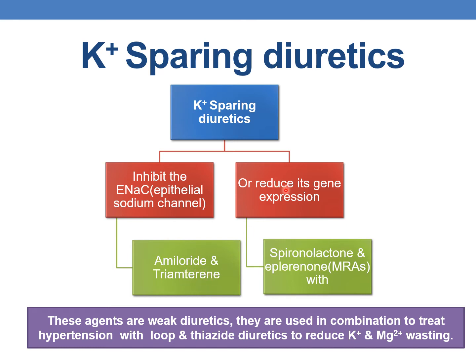Or they can reduce the gene expression of this epithelial sodium channel. Examples of drugs are spironolactone and eplerenone, which are mineralocorticoid receptor antagonists. Usually these agents are weak diuretics and they are used in combination, especially to treat hypertension, along with loop diuretics and thiazide diuretics to reduce potassium and magnesium wasting.